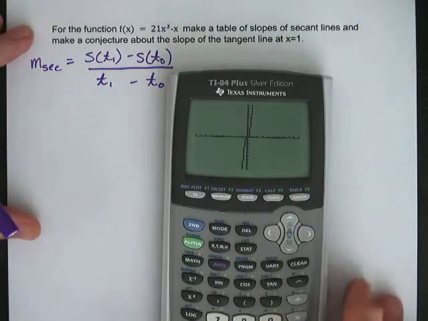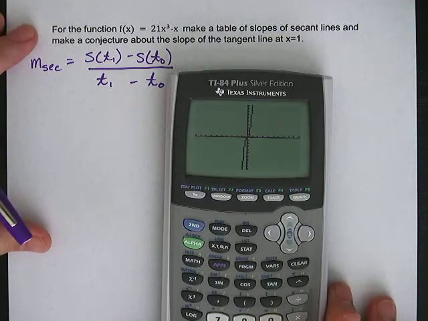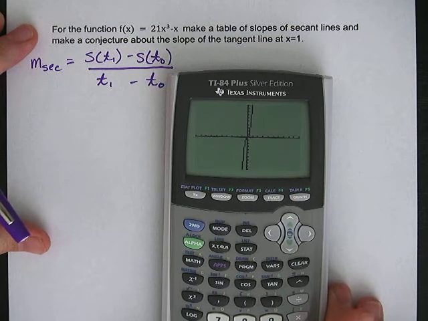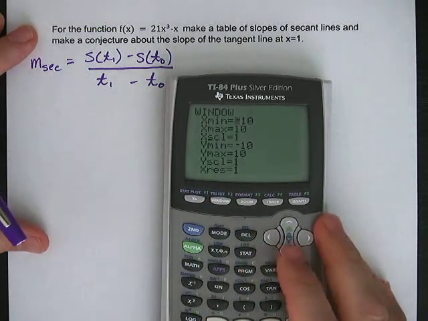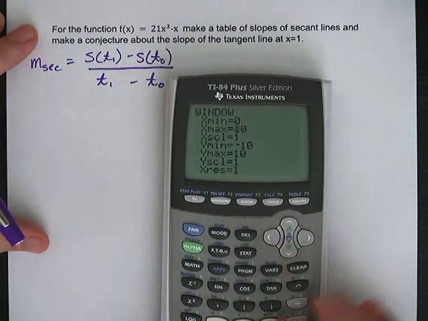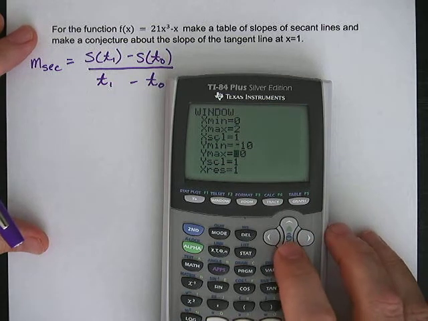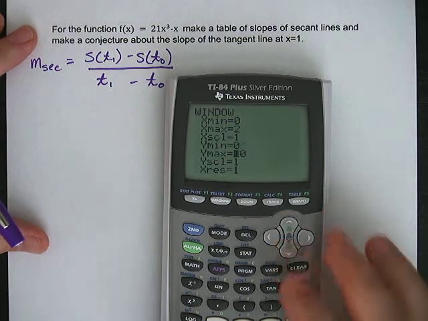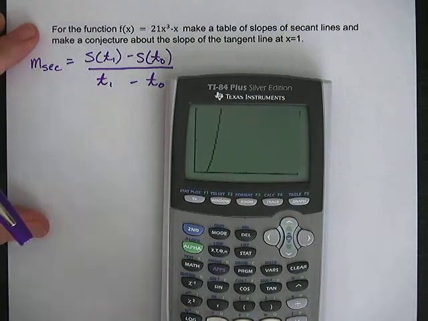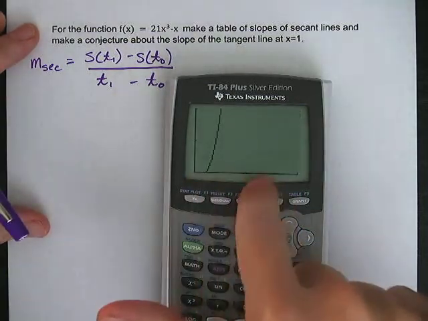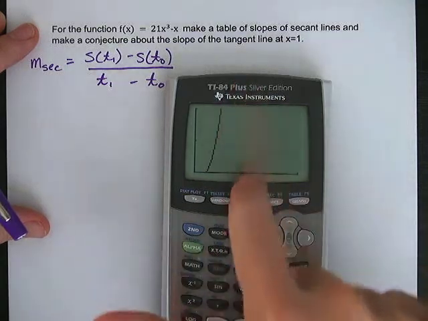Now if you graph this, you can see the graph, but you can't really see very well what's happening around 1. So let's go to our window and let's change this 0 to 2 on the x min and max, and let's go from 0 to 2 on the y min and max, and let's see if that gives us a better idea. Okay, so here is x equals 1, so we can't really see that.